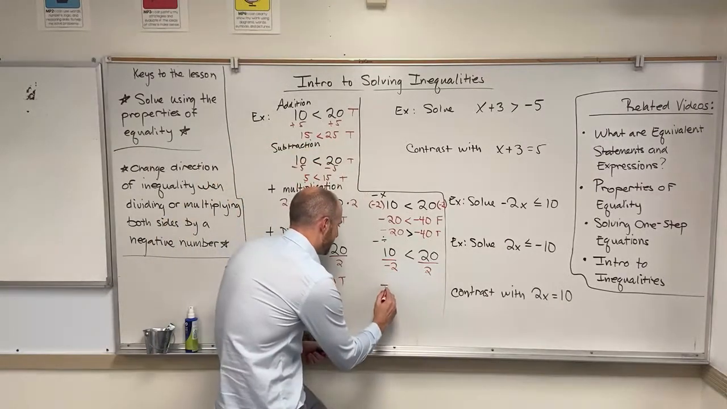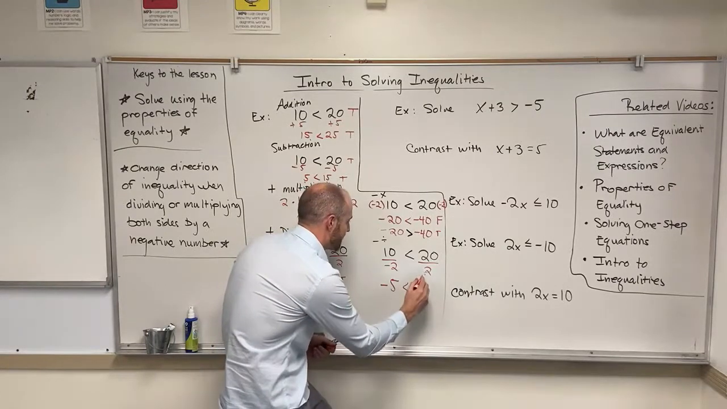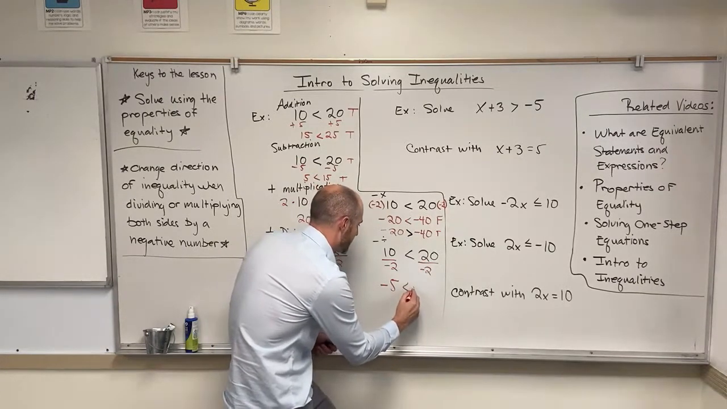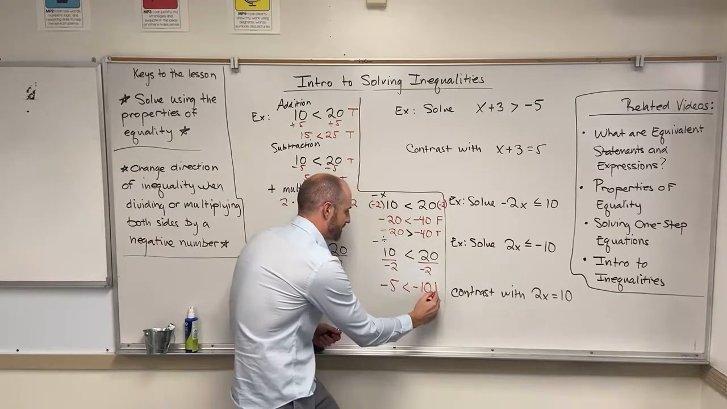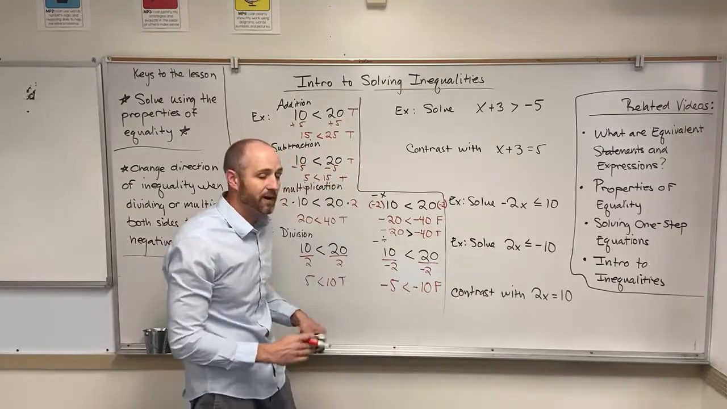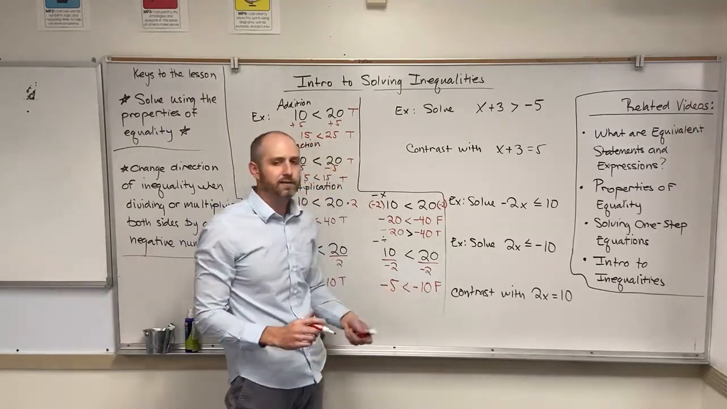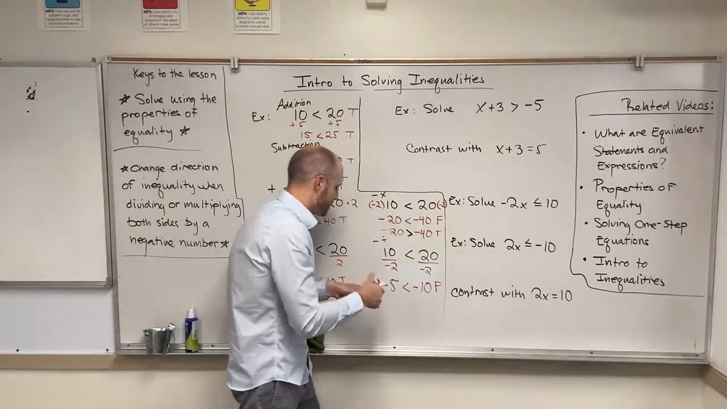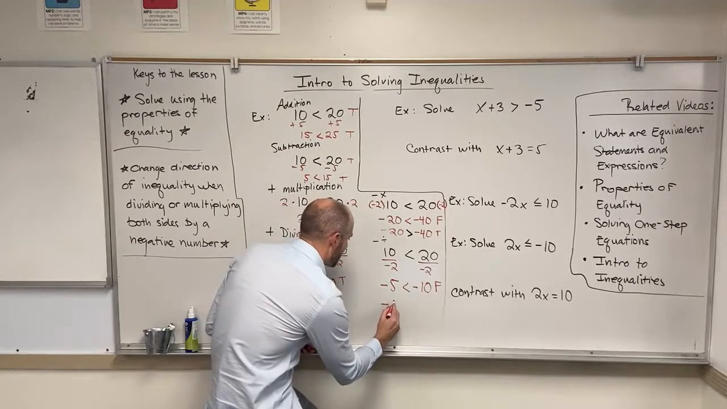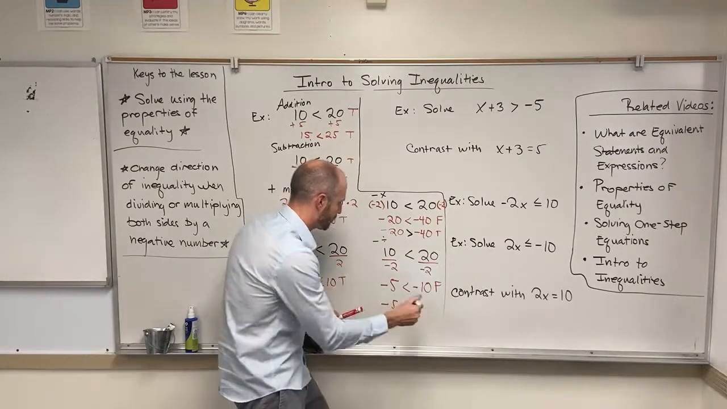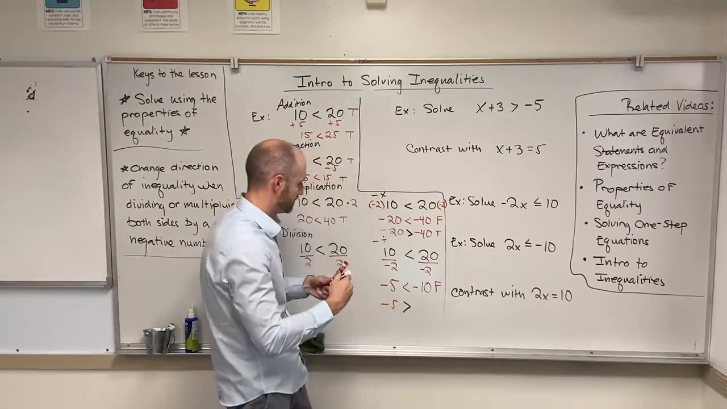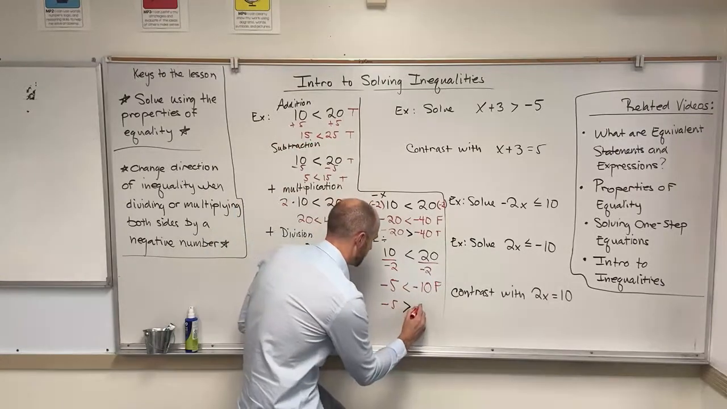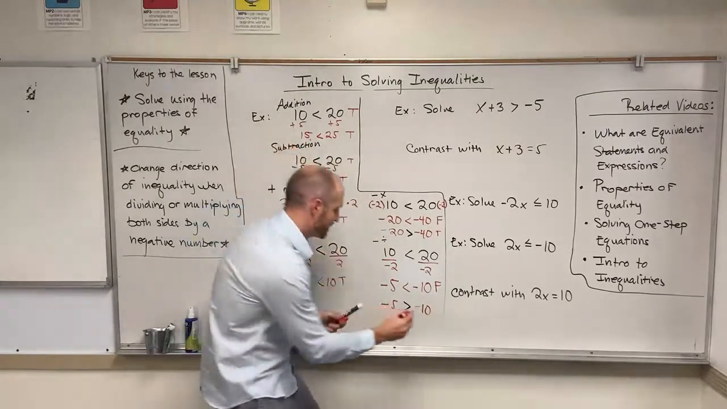We'll get -5 is less than, oops, there we go, -10. And that is a false statement. -5 is actually greater than -10. So to fix the problem, what we do is change the direction of the inequality. So it should say -5 is greater than -10, which is a true statement.